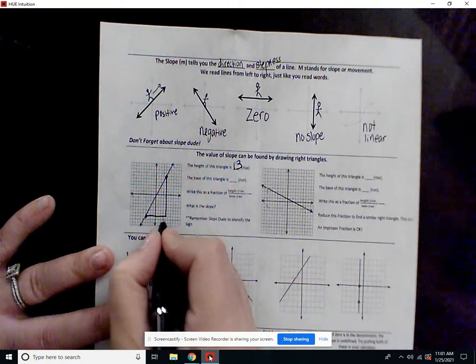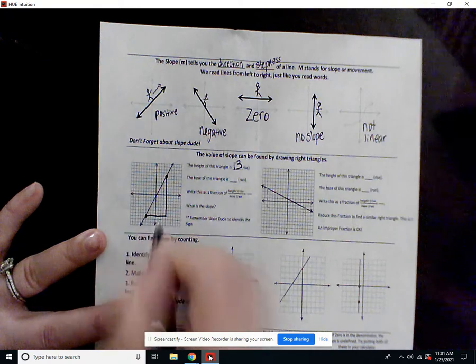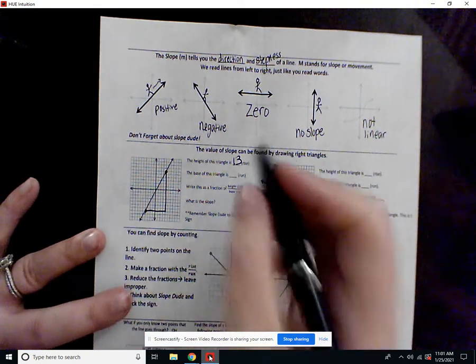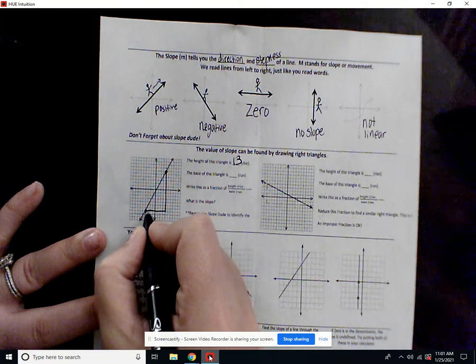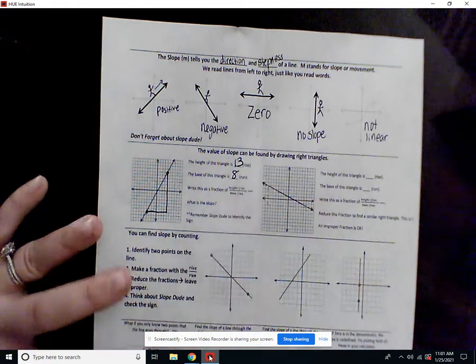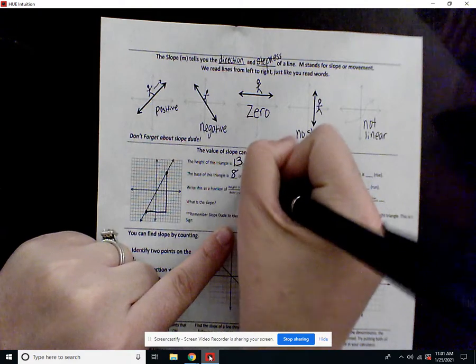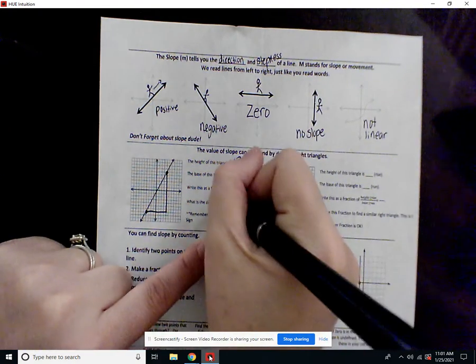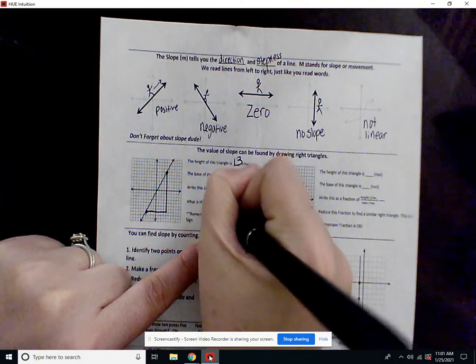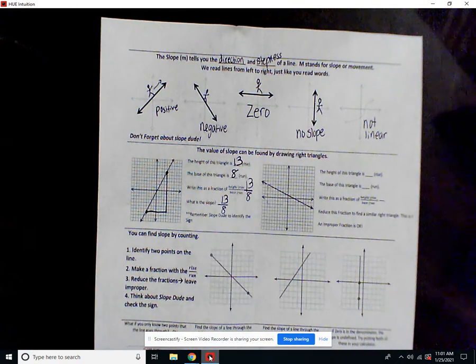And then your run is this direction. When you run, you go side to side or left to right. And that's 1, 2, 3, 4, 5, 6, 7, 8. So to write that as slope, we would have 13 over 8. So what is the slope? 13 over 8.